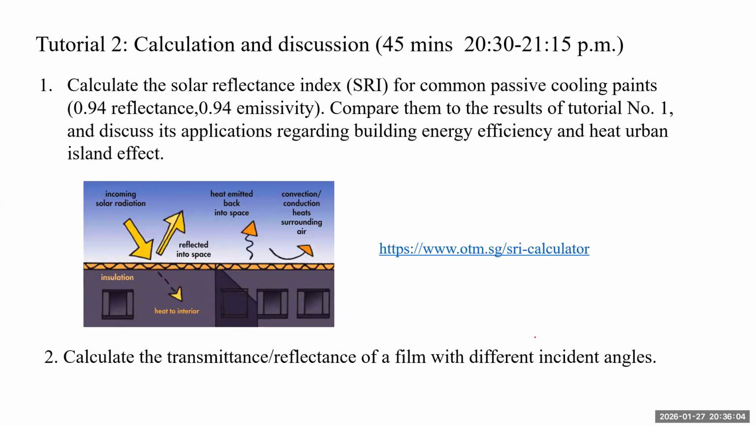So now, if I'm changing the optical properties of the construction materials, for example, there is one called passive radiative cooling paint. It has reflectance 0.94 and thermal emissivity 0.94. So we want to calculate the solar reflect index. Now maybe we can calculate it together, or you can calculate.